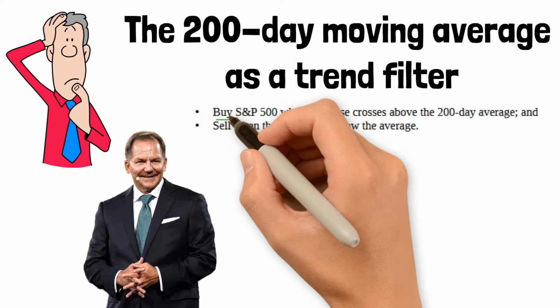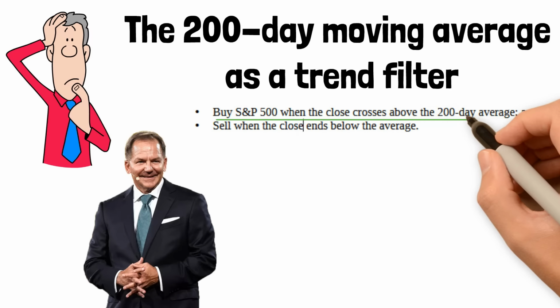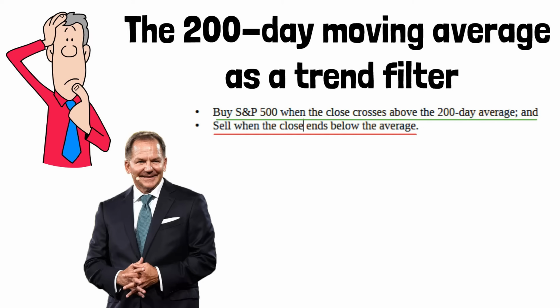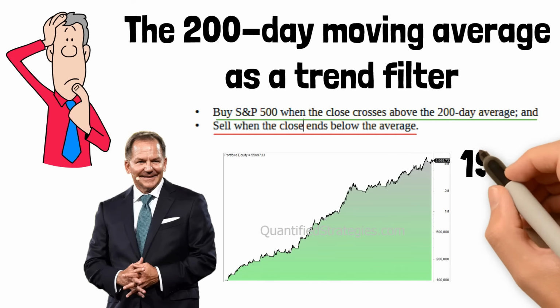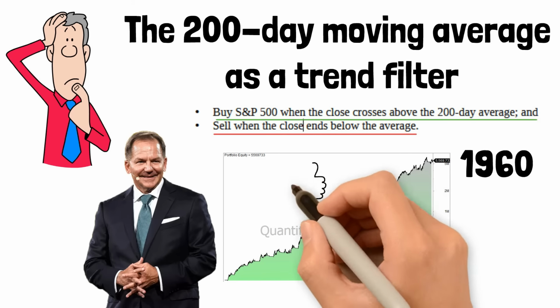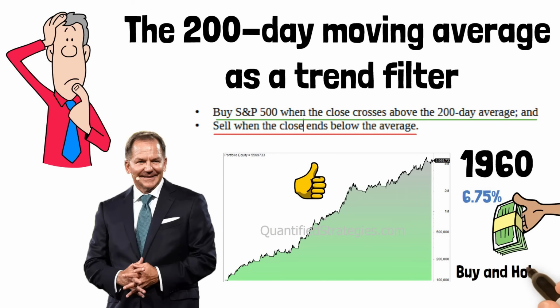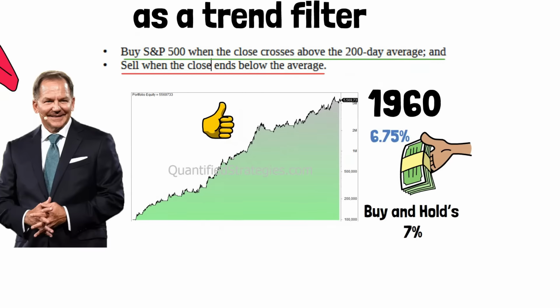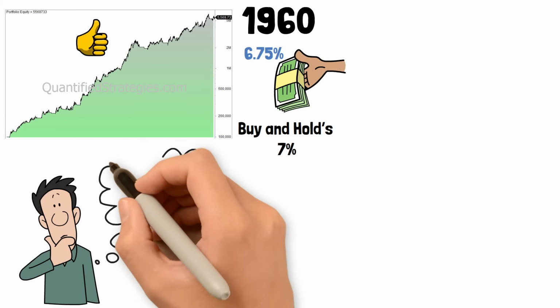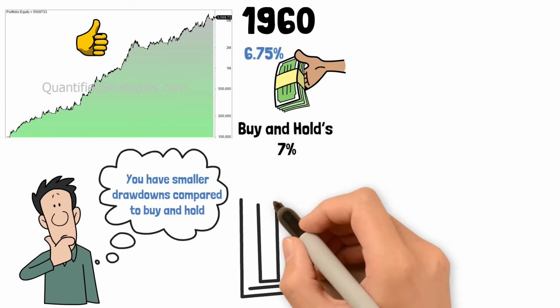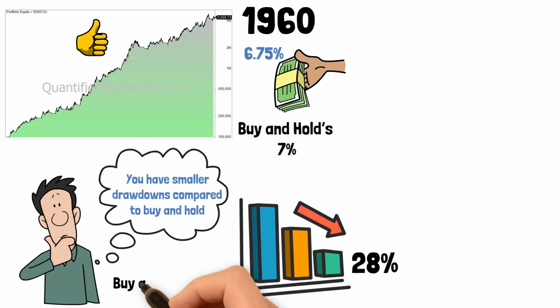We're only invested when the S&P 500 is over its 200-day moving average, and we sell when it ends below the average. Since 1960, this simple strategy has performed well. Excluding dividends, the return is 6.75% compared to buy and hold's 7%. What makes the strategy good is that you have smaller drawdowns compared to buy and hold. Max drawdown is only 28% compared to buy and hold's 56%.